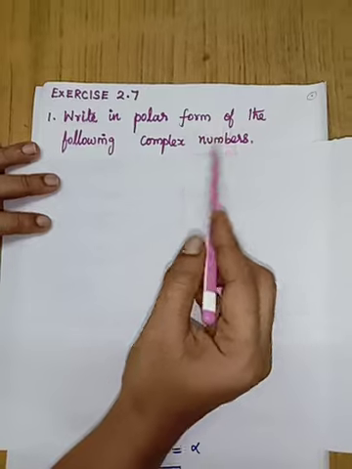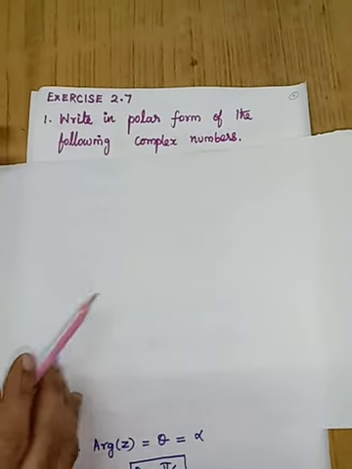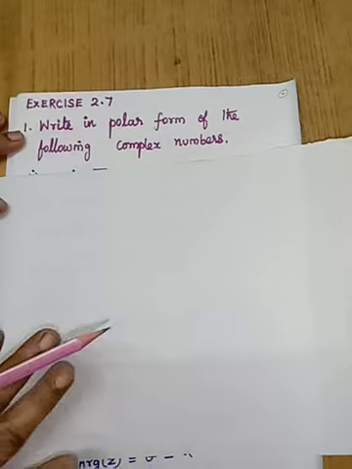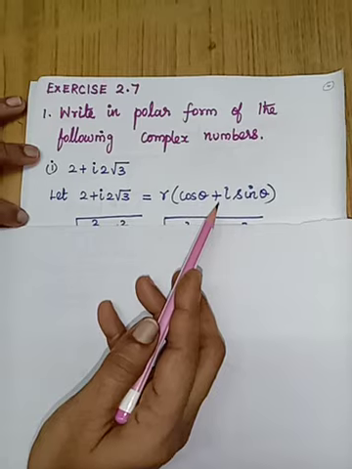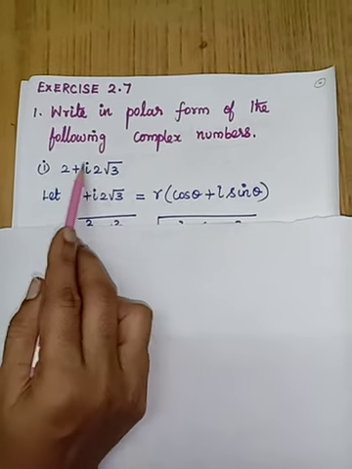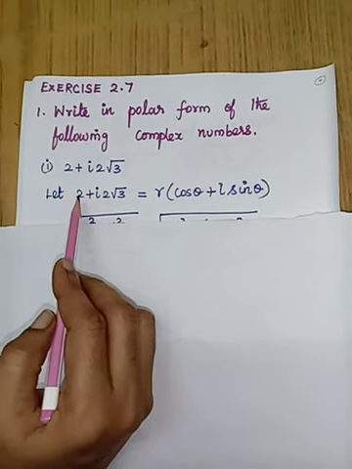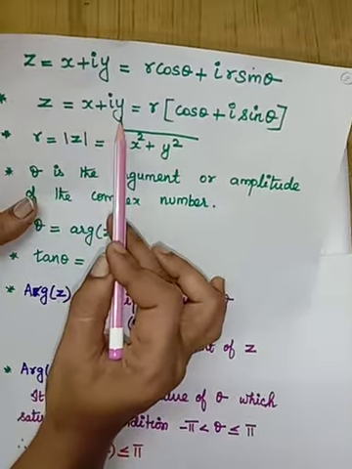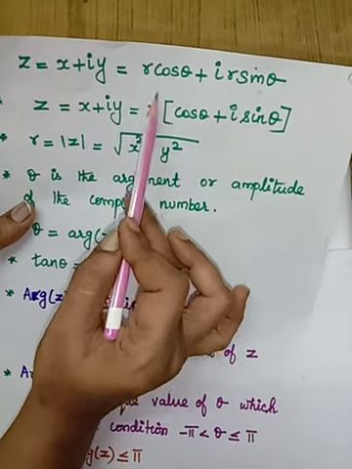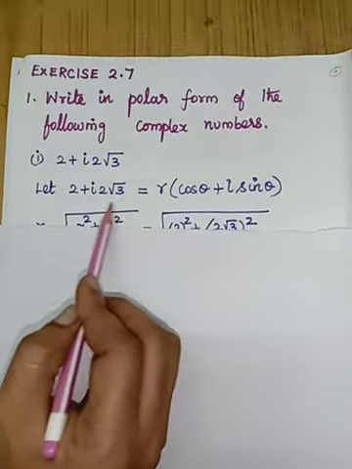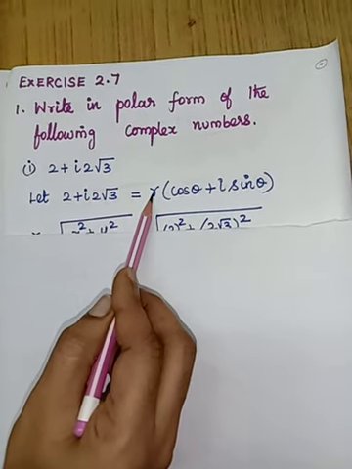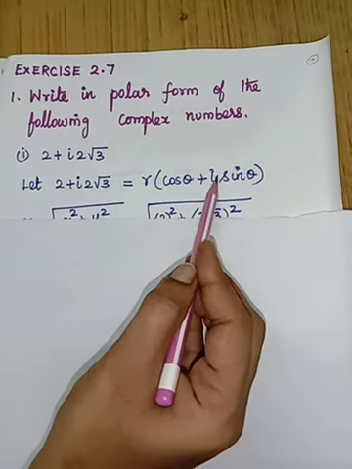Write the following complex numbers in polar form. So what you have to do: your rectangular form is given to you, and you have to change this complex number into polar form. I have said the complex number z can be written as z is equal to x plus iy. This is rectangular form. In polar form, the formula is r into cos theta plus i sin theta.